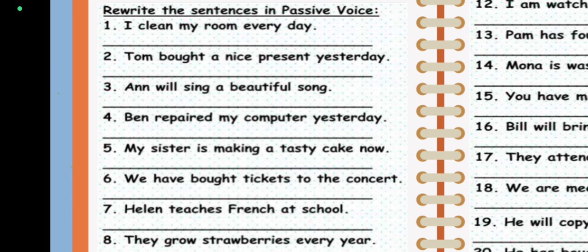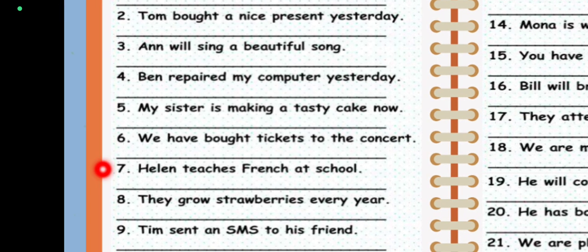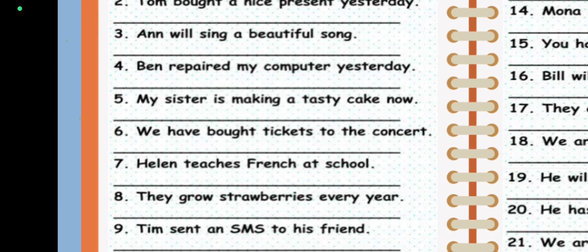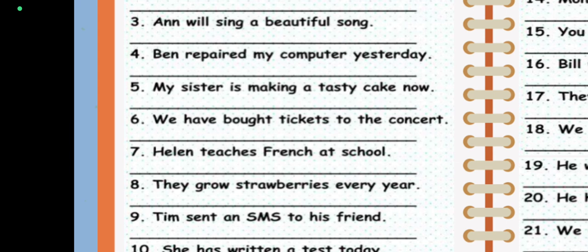You got it. Yeah, thank you teacher, I'm sorry. No worries, you did it amazing. Now let's do Ana Estrella. Can you do from number 5 to number 8? Okay, number 5. My sister is making a tasty cake now. A tasty cake is being made by my sister? Okay. A tasty cake is being made now by my sister, but it's pretty good.